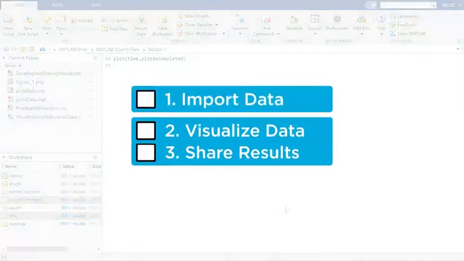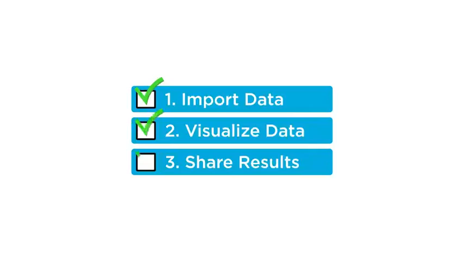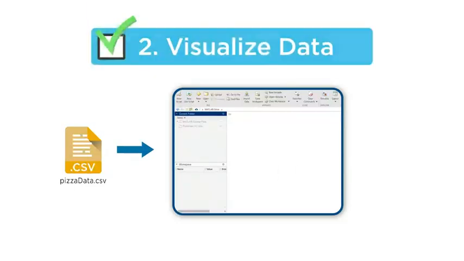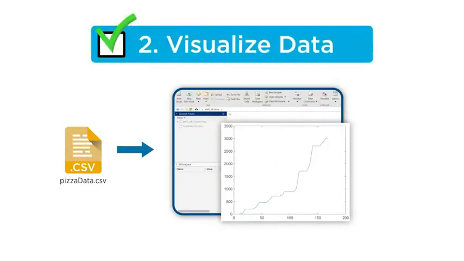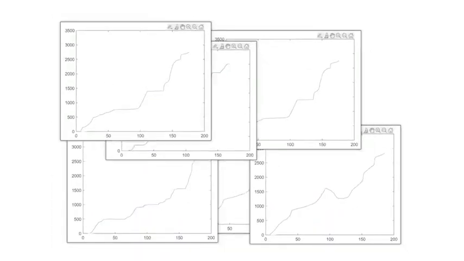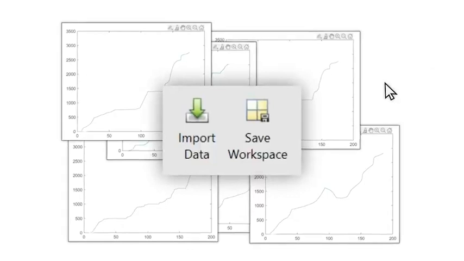Let's recap what we have achieved so far. We have taken our first steps in MATLAB, imported spreadsheet data, and visualized variables. We shared that figure as a picture and made sure to save our workspace variable for later. Well done! Now it's your turn. Try visualizing some of the other variables, and don't forget to save your work.